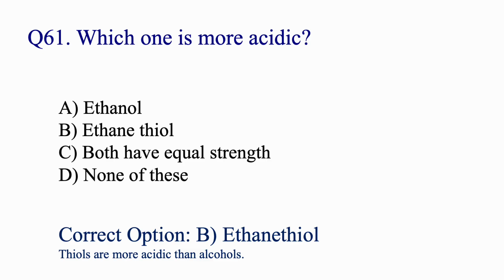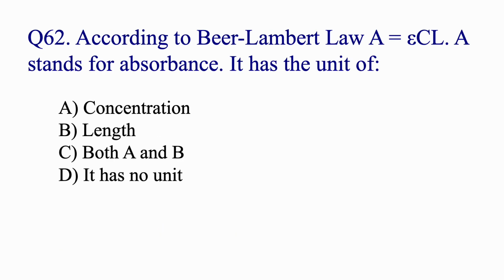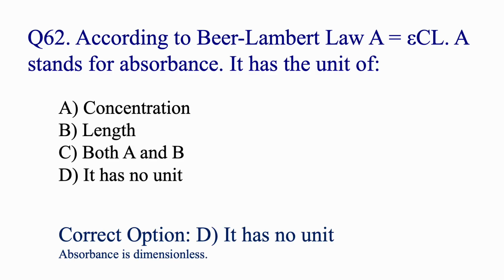Which one is more acidic? Ethane ethyl. According to Beer-Lambert law, A is equal to sigma Cl. A stands for absorbance. It has the unit of. It has no unit because absorbance is dimensionless.